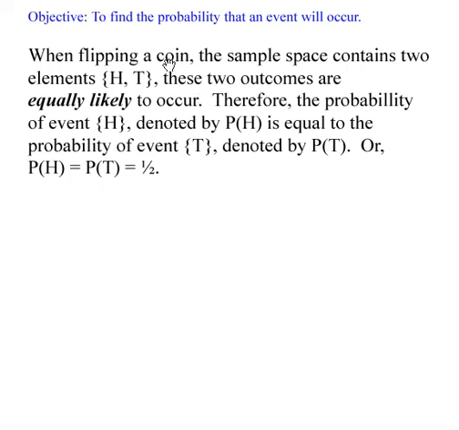Remember from our previous example, our sample space contains two elements. You can either get a heads or a tail. And we said that these two outcomes are equally likely to occur. So therefore, the probability of getting a head, which we'll represent by P(H), is equal to the probability of getting a tail, which we'll represent by P(T), and they're equal to each other. Probability of getting heads is equally likely as getting a tails, and the probability for either one is 1 out of 2.